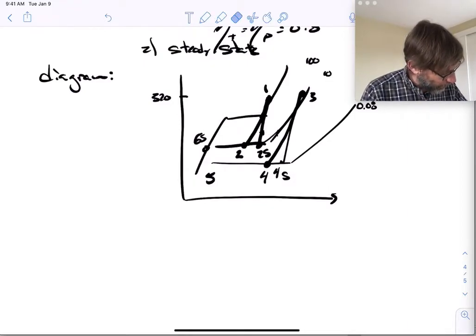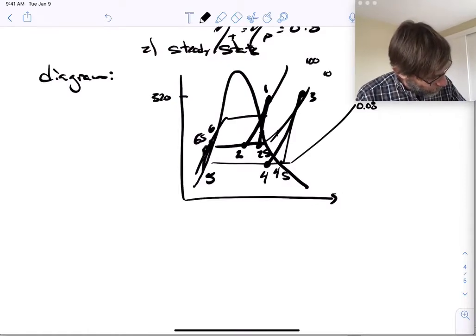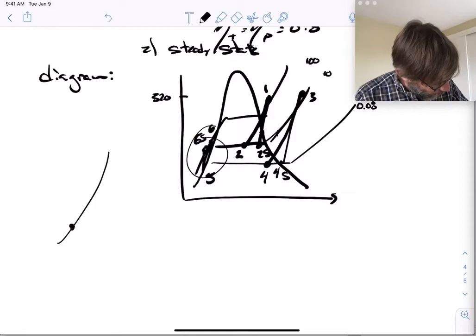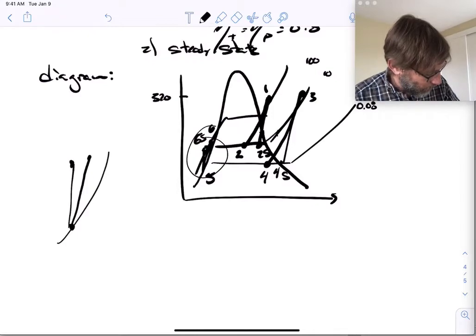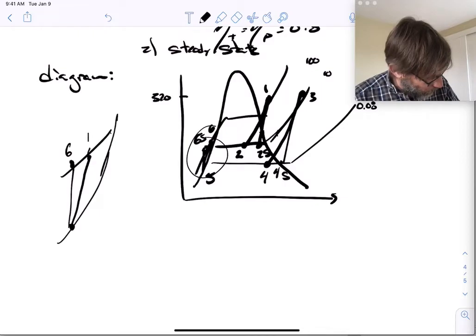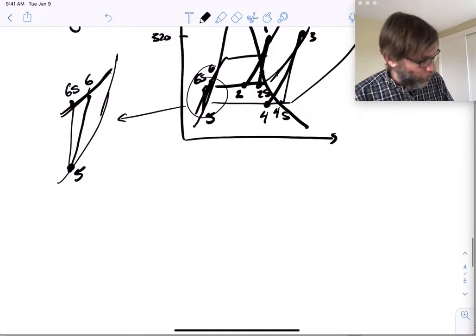If I zoom up on this, 6s is straight up, and 6 is just a little to the right, like this. This is 6, this is 6s, and this is 5. Just like here, this one drops into the dome even more.